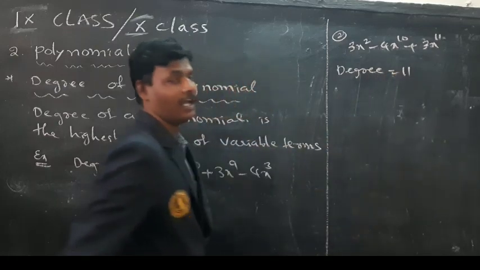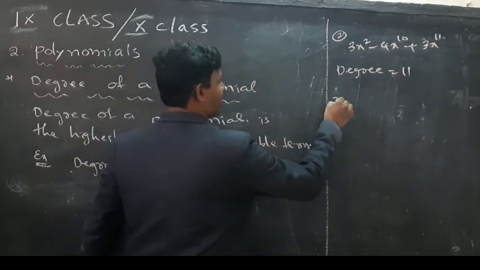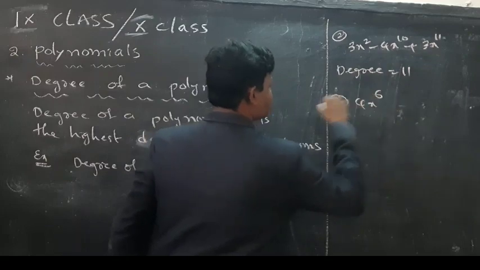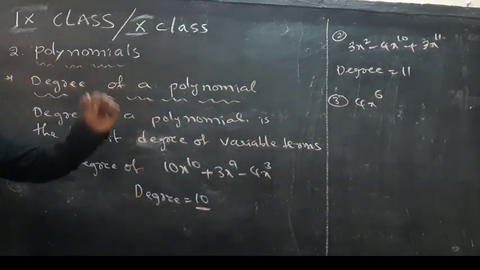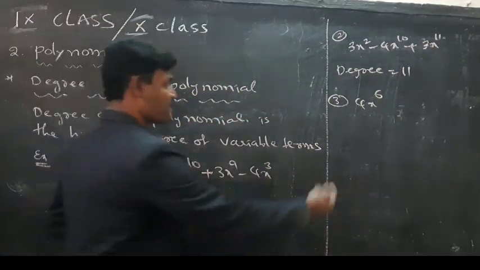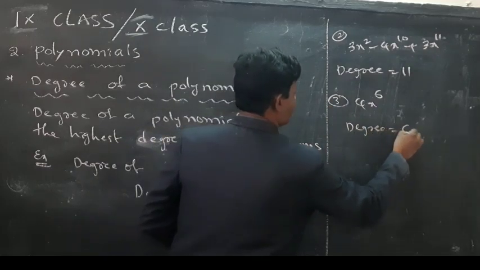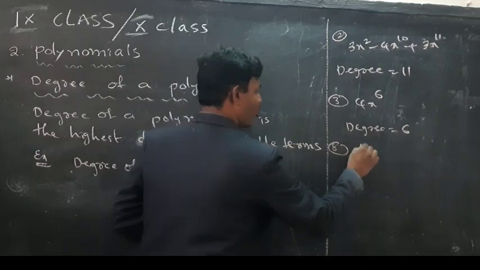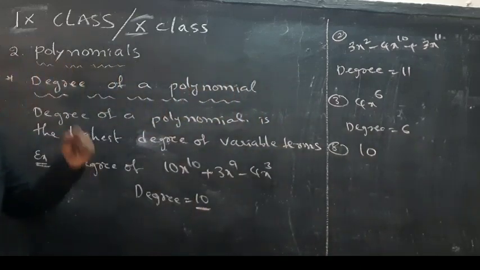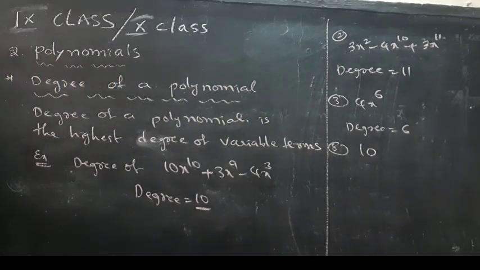Here, what is the degree? 11. Next, third example: 4x power 6. What is the degree of that one? Degree is equal to 6. Next, 10. Only 10. What is the degree of that one?